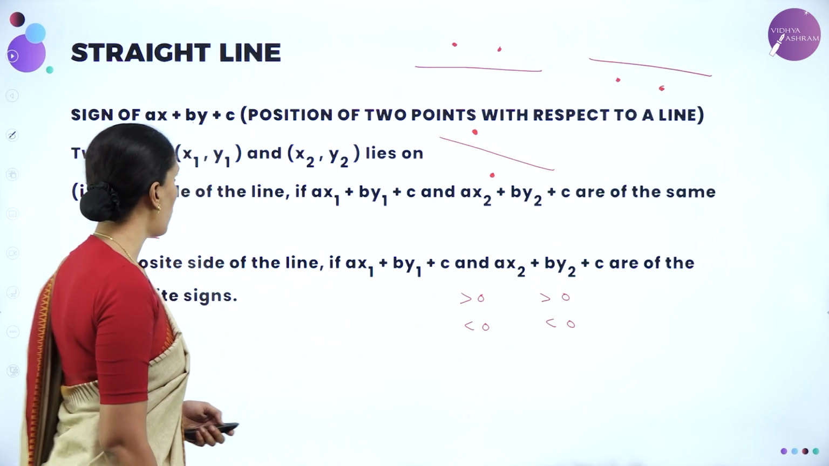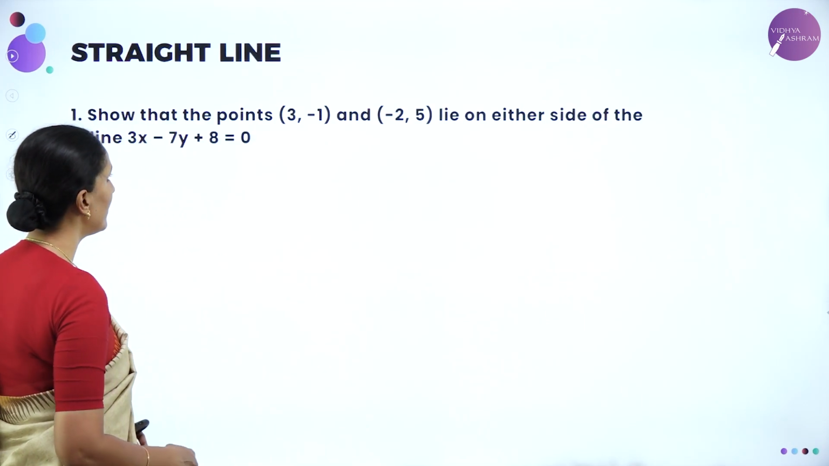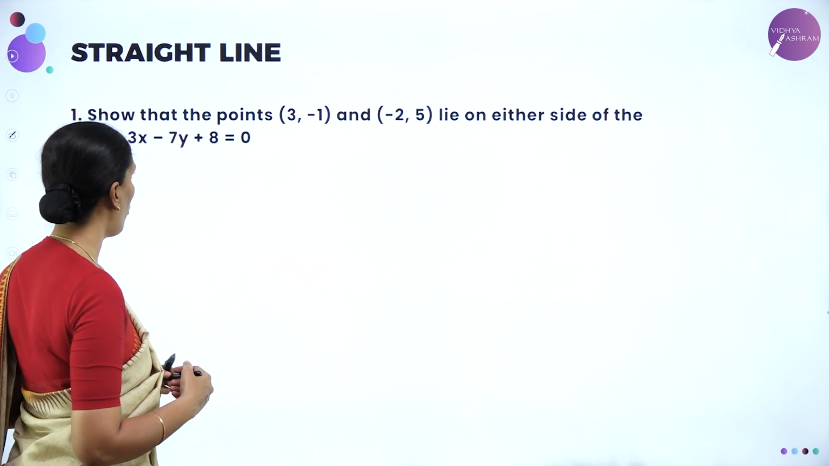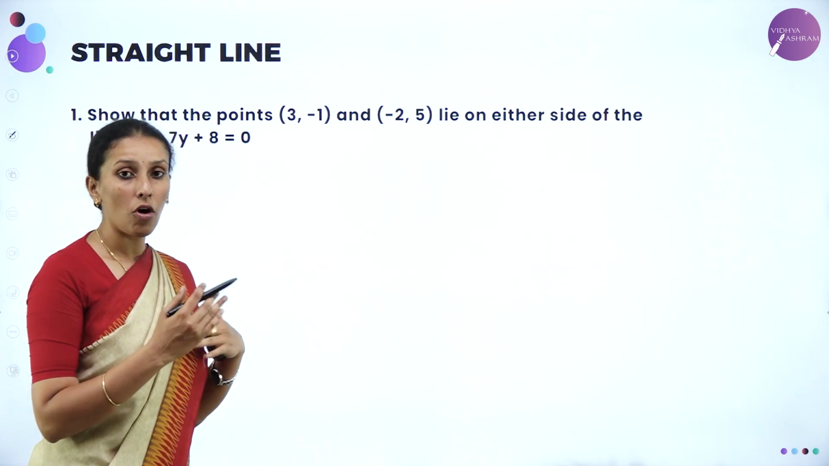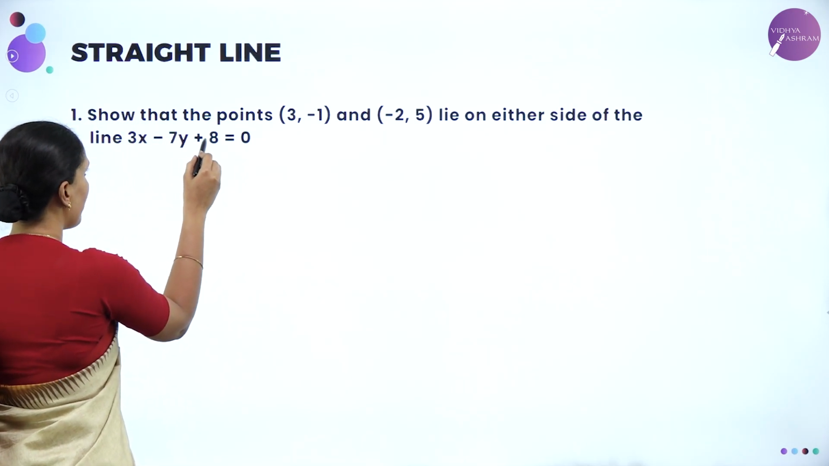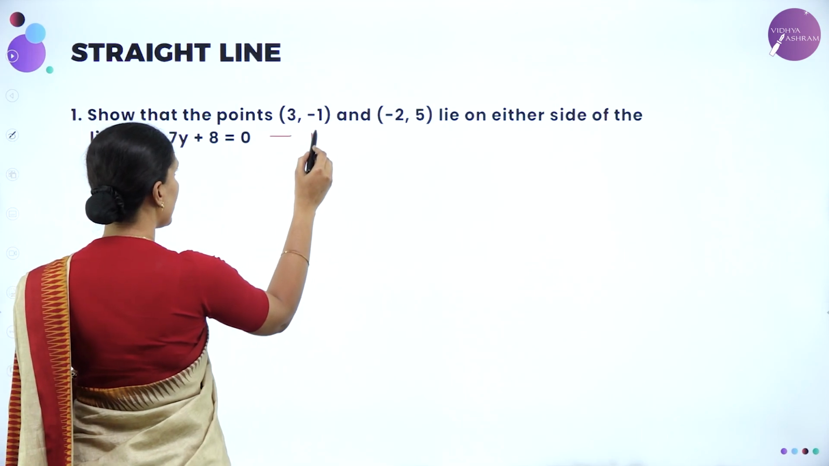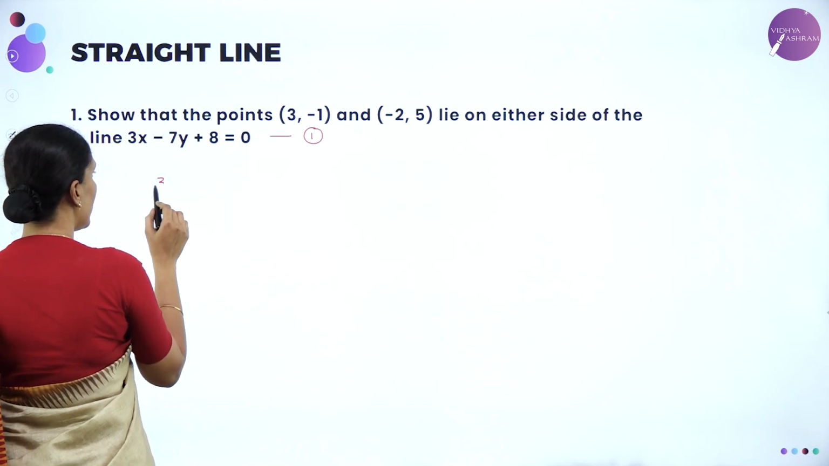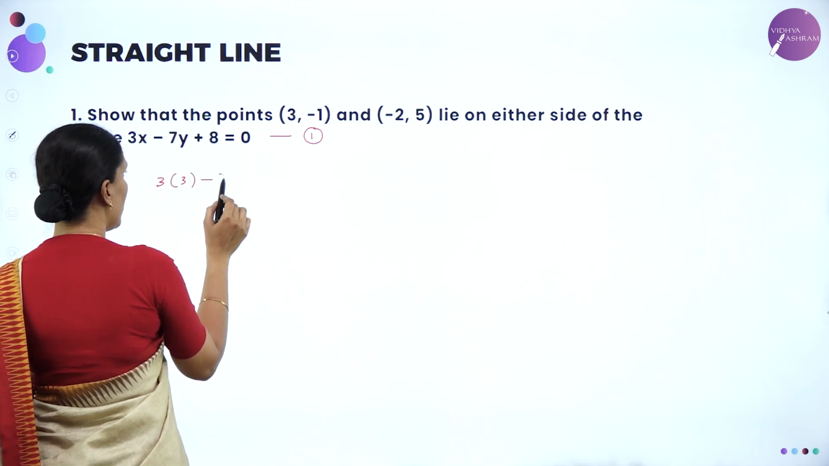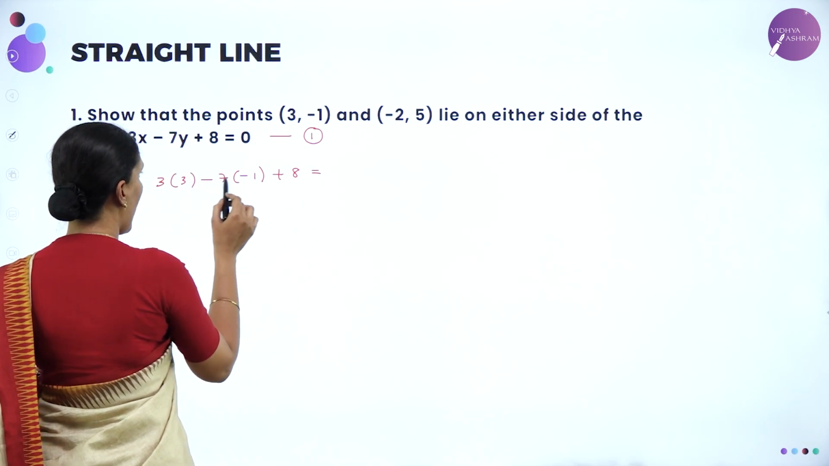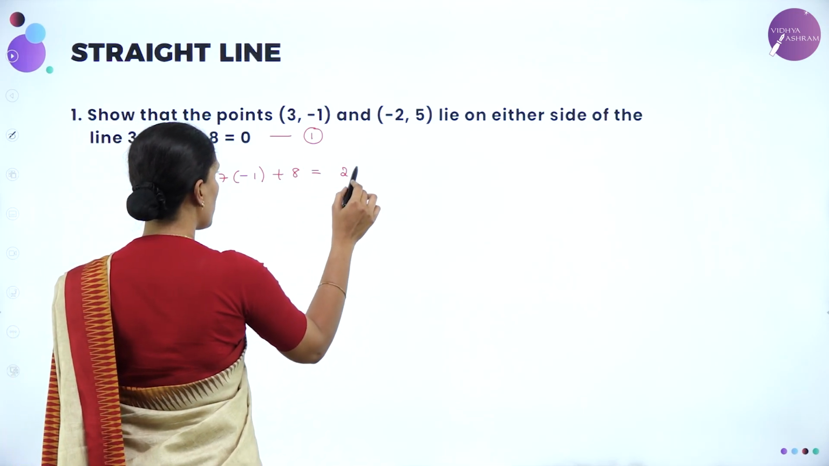So let us take the problem. Show that the points (3, minus 1) and (minus 2, 5) lie on either side of the line, that means on the opposite sides of the line. We have 3x minus 7y plus 8 is equal to 0. Let's take this as equation 1. Now if I put (3, minus 1) here, then it is 3 into 3, minus 7 into minus 1, plus 8, which is 9 plus 7 plus 8, which is 24.